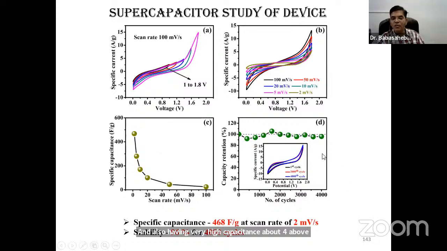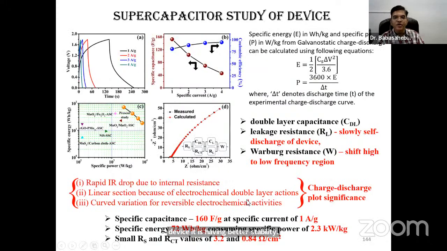And we have tested almost 4000 cycles. It gives more than 95% stability. This is better than the single electrode. So the solid state device has a better stability of 96% for 4000 cycles that we have achieved in the laboratory. Not only this, we observed energy density as well as power density. We calculated this using a Ragone plot.